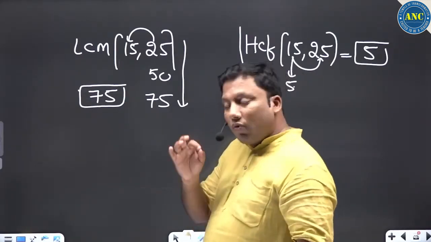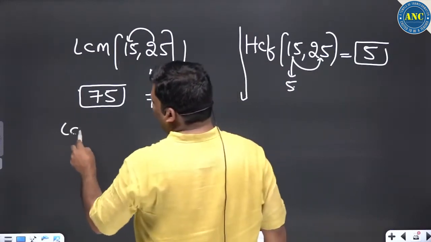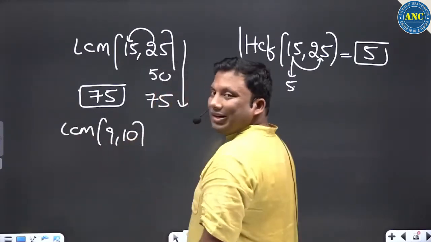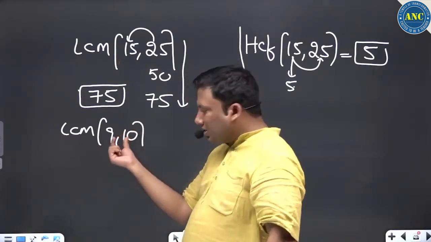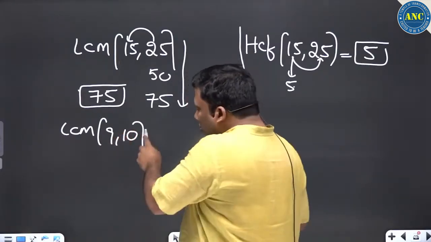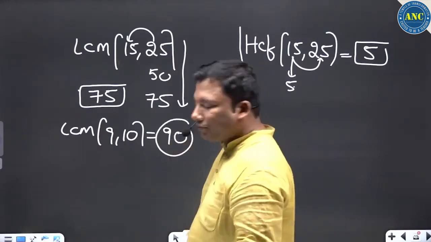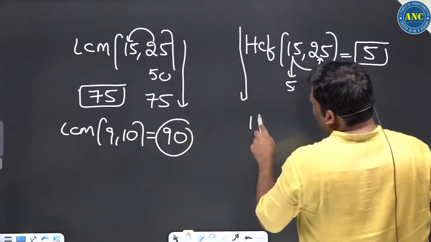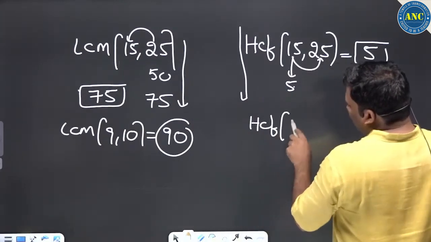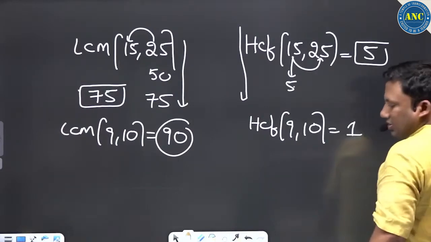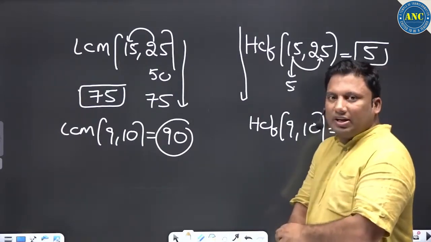Now see here, one important point. LCM of 9, 10. Now if you see here, 9 and 10 are consecutive numbers. LCM is their product, 90. HCF of 9, 10, consecutive numbers, it is 1. HCF of consecutive numbers is 1.